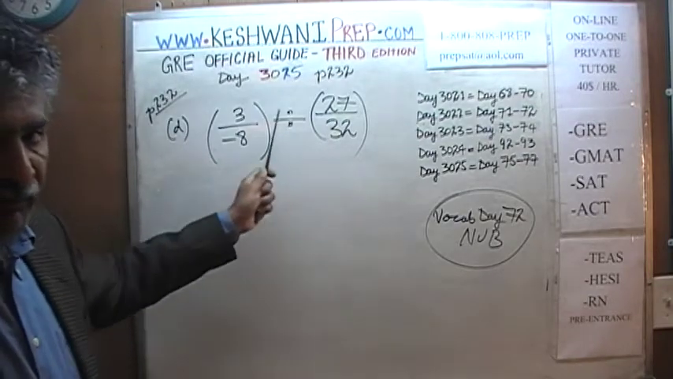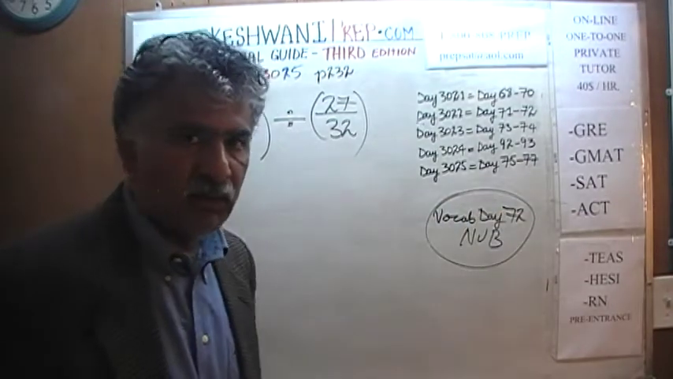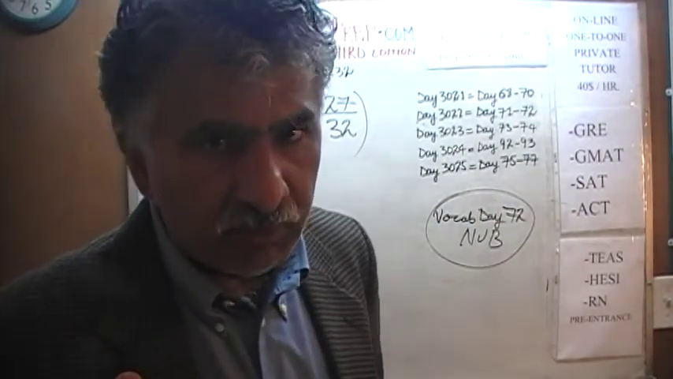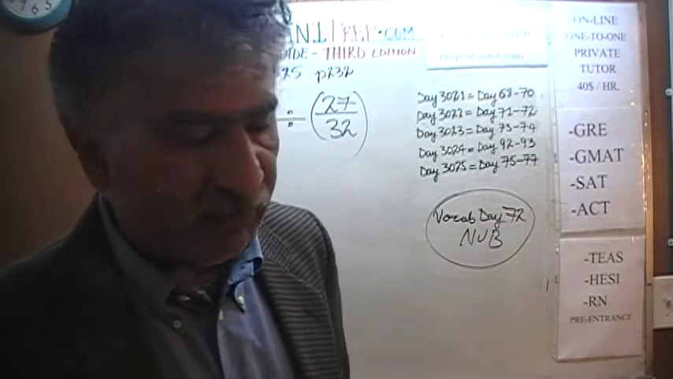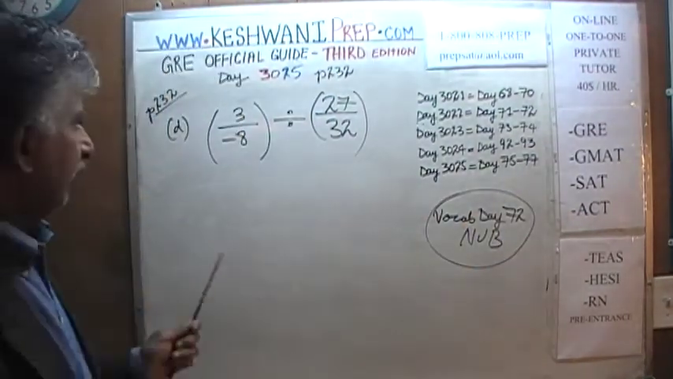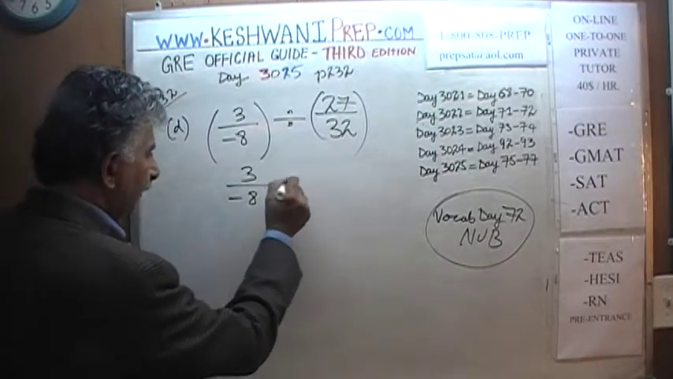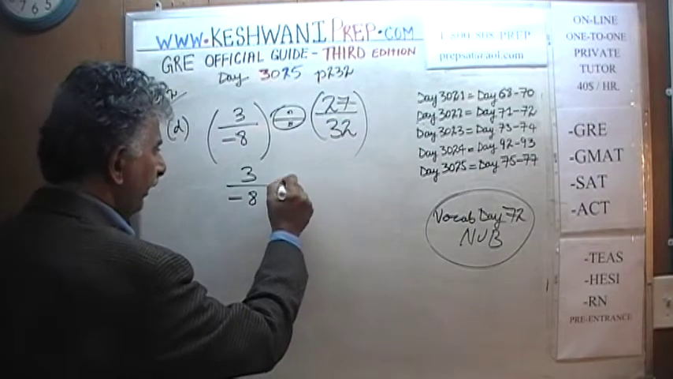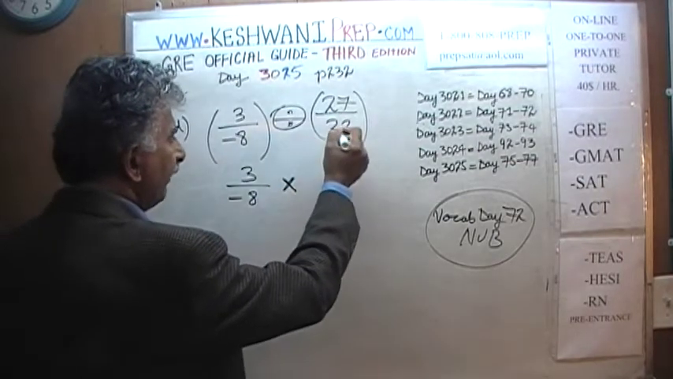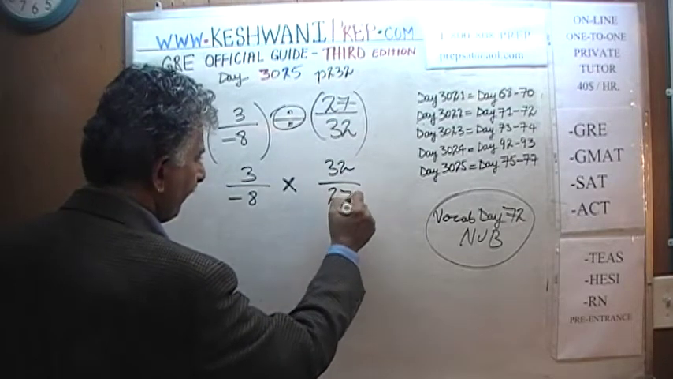If you need to understand why we do that, then watch the original videos, because this is where I explain why we actually multiply by the reciprocal of the second fraction. If you need that explanation, watch 75, 76, and 77. Here I'm not going to explain things, we're just going to do it. So it's going to be 3 over negative 8 times, division becomes multiplication, times the reciprocal of it. So 27 over 32 is going to become 32 over 27.